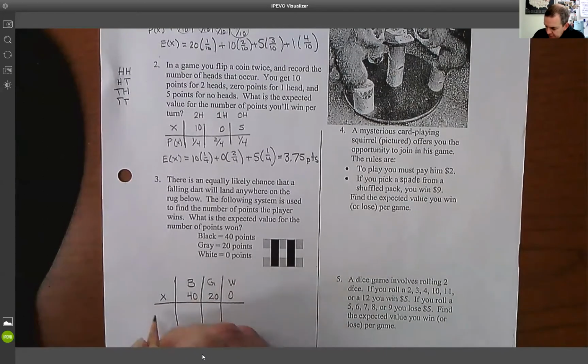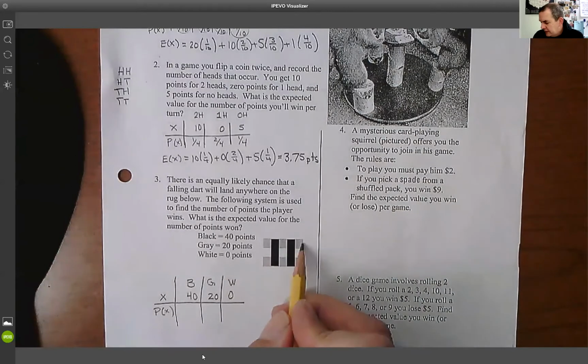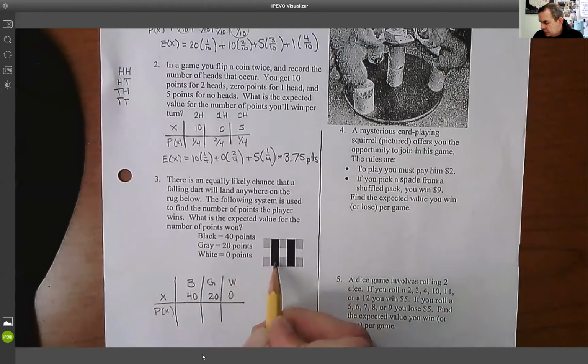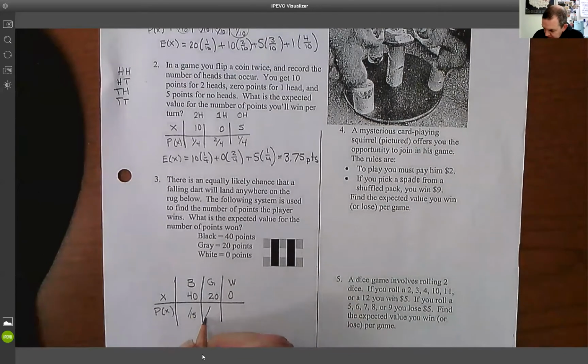And now I need to figure out the probabilities. Well, if we look at it, there's 1, 2, 3, 4, 5, 6, 7, 8, 9, 10, 11, 12, 13, 14, 15. There's 15 possibilities. So all of these are going to be out of 15.